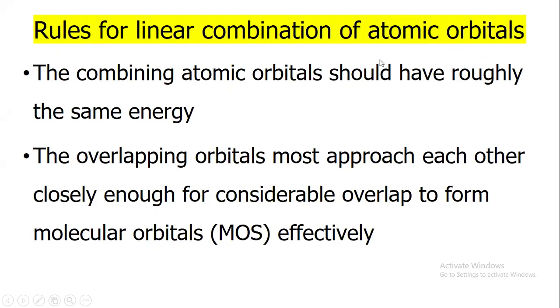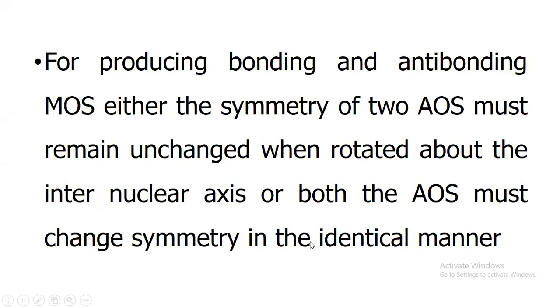Rules for linear combination of atomic orbitals. The combining atomic orbitals should have roughly the same energy. The overlapping orbitals must approach each other closely enough for considerable overlap to form molecular orbitals effectively. For producing bonding and antibonding molecular orbitals, either the symmetry of the two atomic orbitals must remain unchanged when rotated about the internuclear axis, or both atomic orbitals must change symmetry in the identical manner.